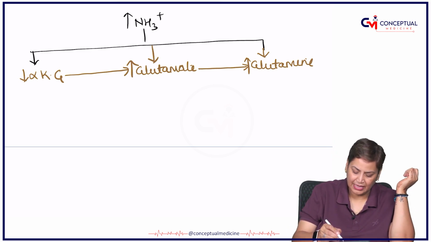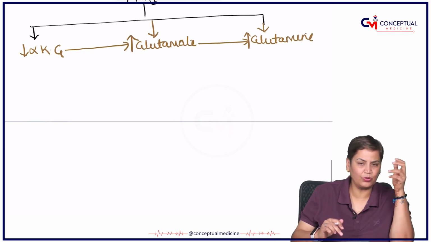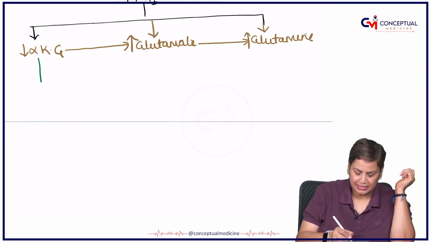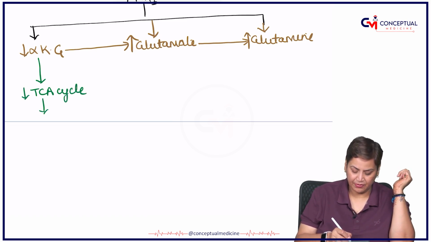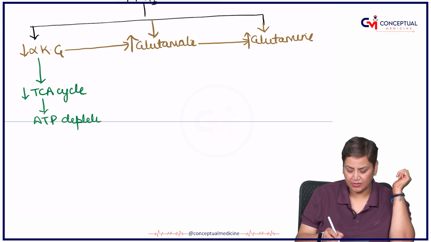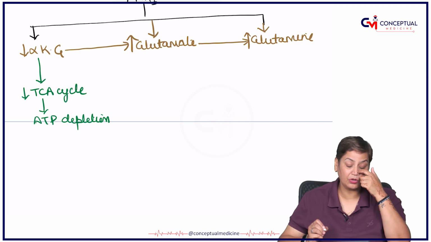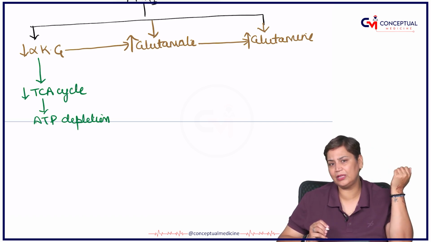Now what will happen if the concentration of alpha-ketoglutarate decreases? That means the TCA cycle will decrease because it is the major intermediate. Then ATP will be depleted. So ATP depletion will be there. Obviously the brain is going to suffer because the TCA cycle plays a very important role in the brain.